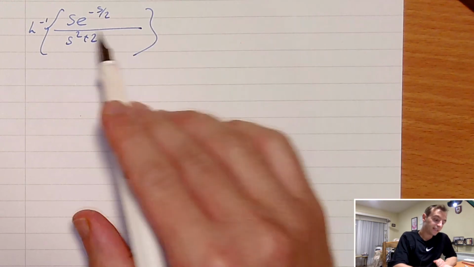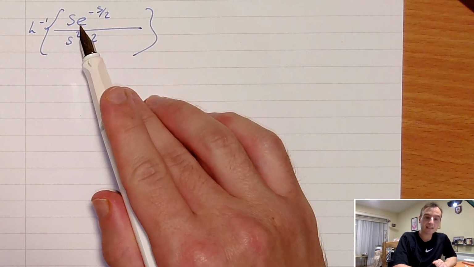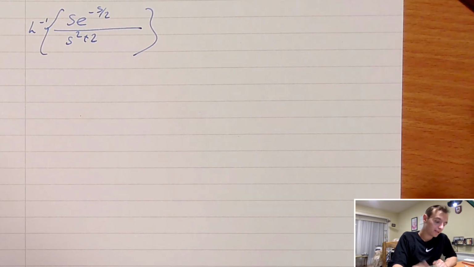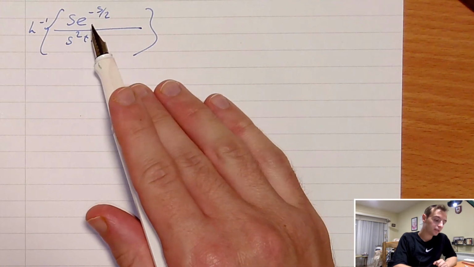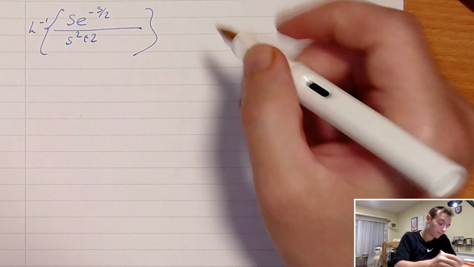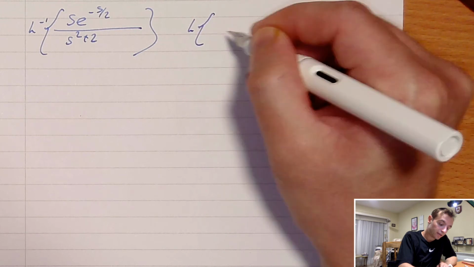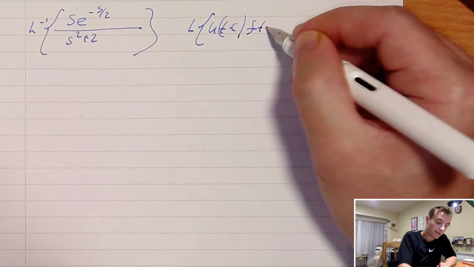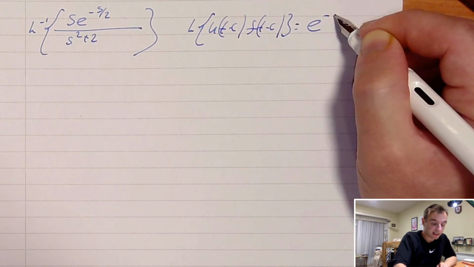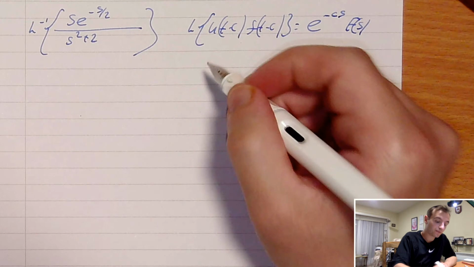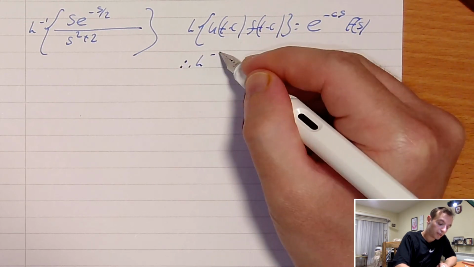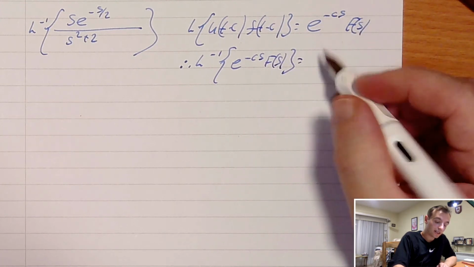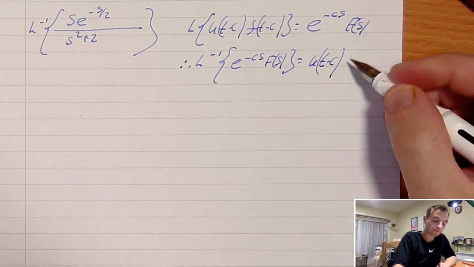Okay, now let's have a look at another one here. We've got the inverse Laplace transform of s e to the minus s on 2 on s squared plus 2. So again, first things first, we've got an inverse transform, something of the form e to the minus cs. So always state the second theorem: u(t minus c) f(t minus c) equals e to the minus cs F(s). Therefore, the inverse transform of e to the minus cs F(s) equals u(t minus c) f(t minus c).